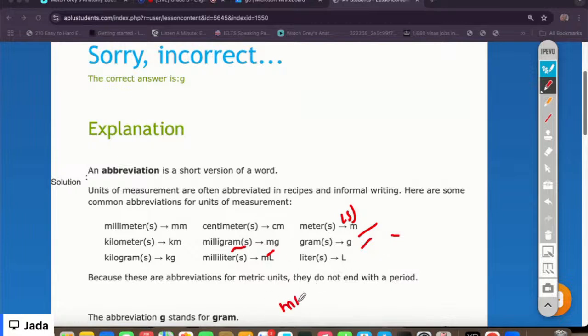All right, we have km, kg, cm, mg, ml, mg, and then l. So you have to make sure that you try to remember all these abbreviations. Okay, so we will just move on to the test.